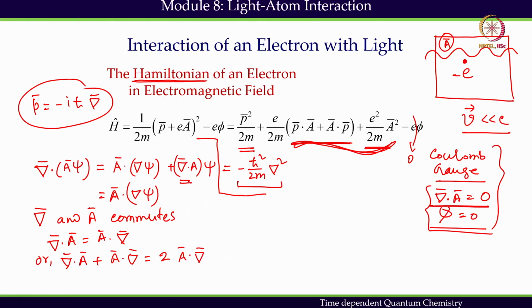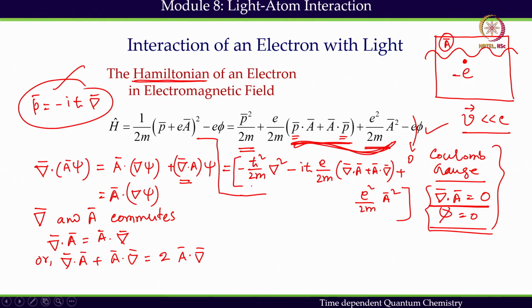So this is exactly what we have here. This is the momentum operator, so one can convert this momentum operator and use it. I can use the explicit form of the momentum operator and write minus iħ e by 2m. Then this is going to be like this plus A dot this, plus e squared by 2m A squared, and this term is 0, so we are neglecting it.